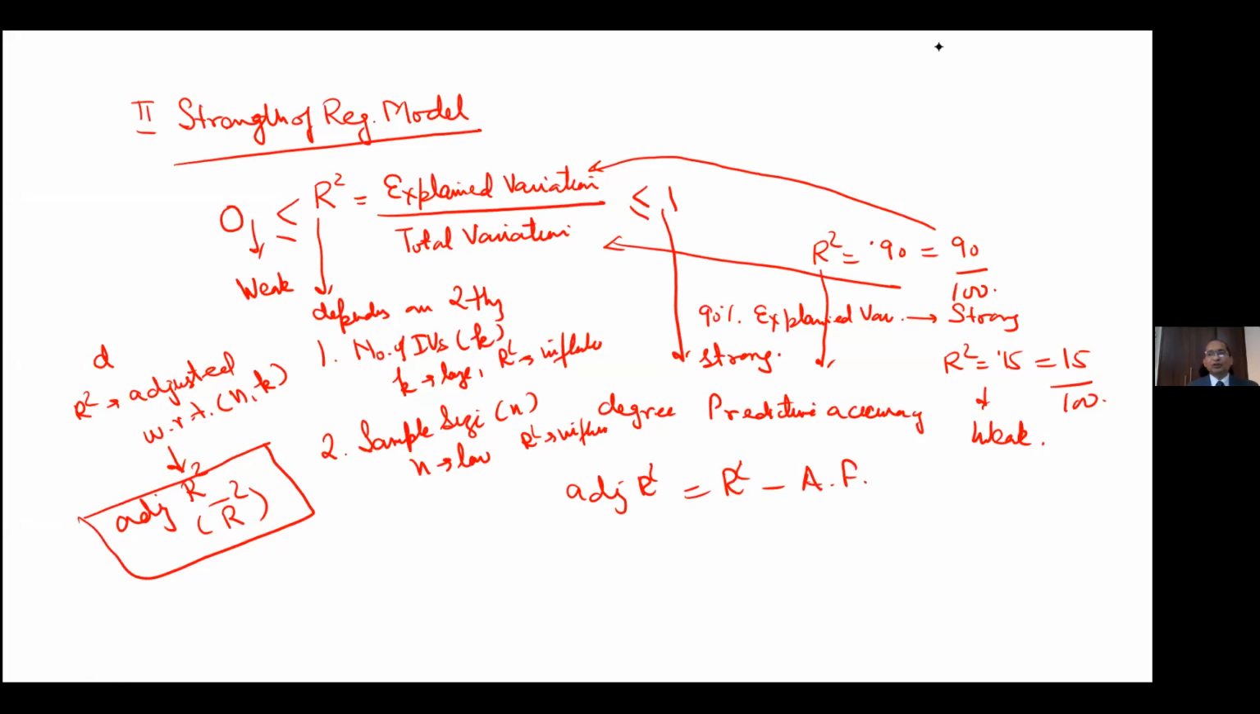Before sharing the output with you, I am taking up the questions. Dr. G. Ranita, I have explained adjusted R square. R square can never be greater than 1, because explained variation can never be more than total variation.